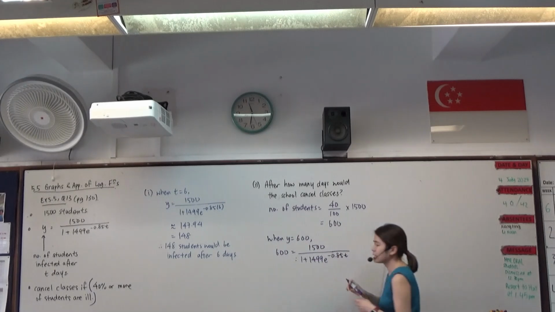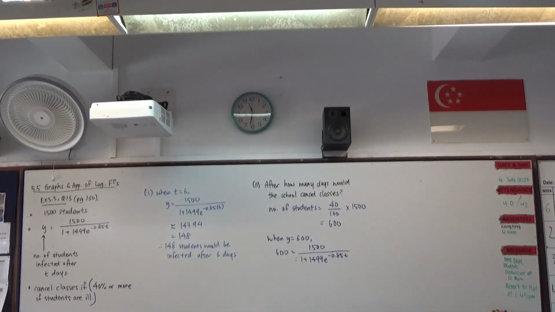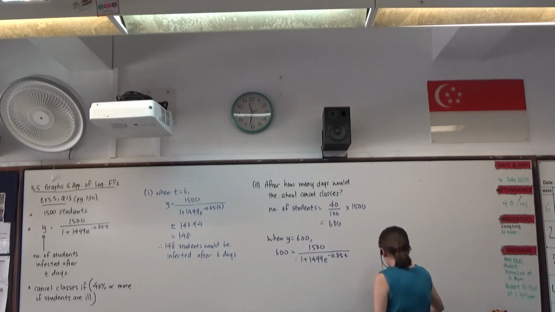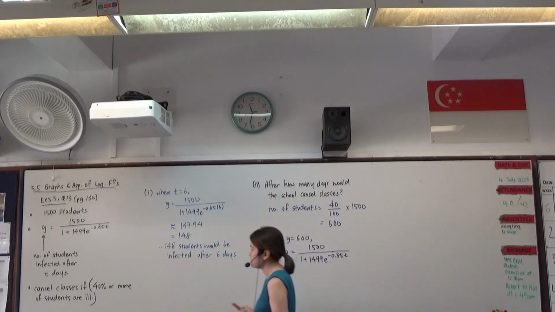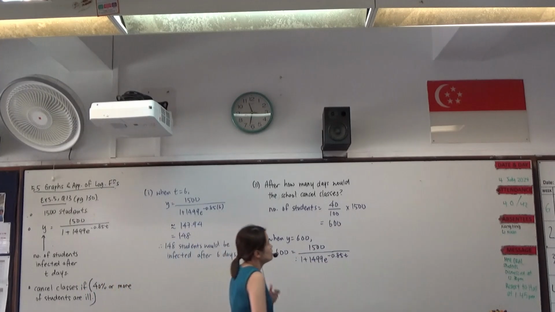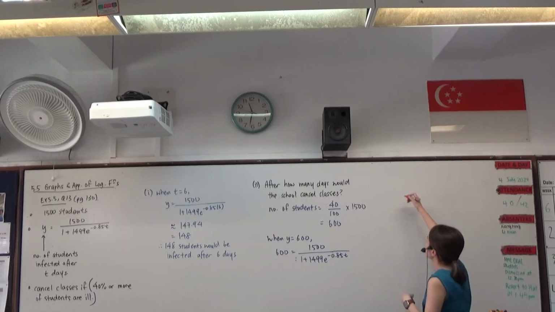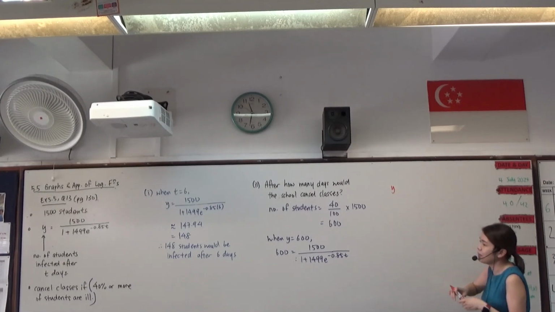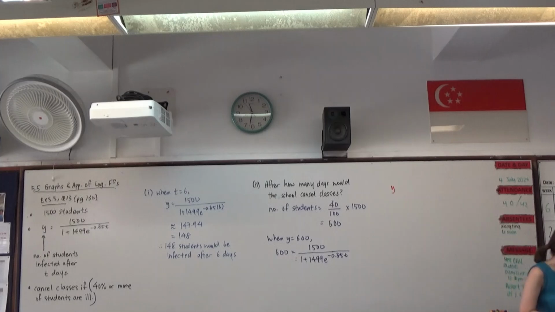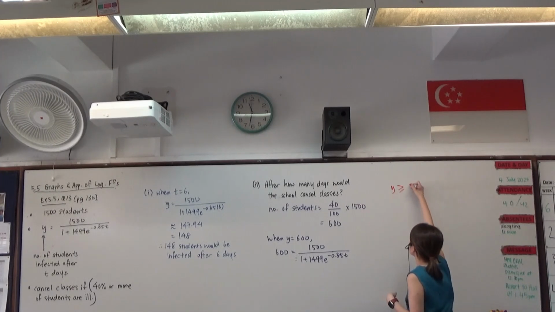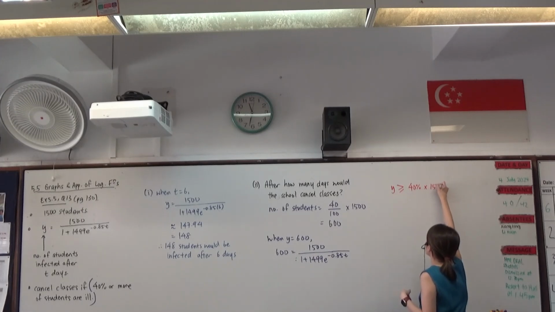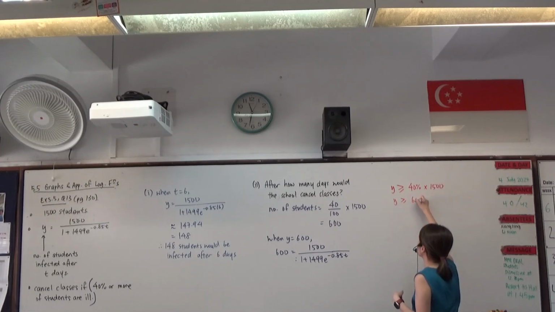I was wondering, any chance where anyone here is thinking of forming an inequality? Okay? I think some of you are puzzled. Why would anyone form an inequality? The reason is because the question says 40% or more, right? So the context, the thing given in the question will imply that we want to look at the situation where the number of students infected is more than or equals to 40% of your 1,500. In other words, y is more than or equals to 600.